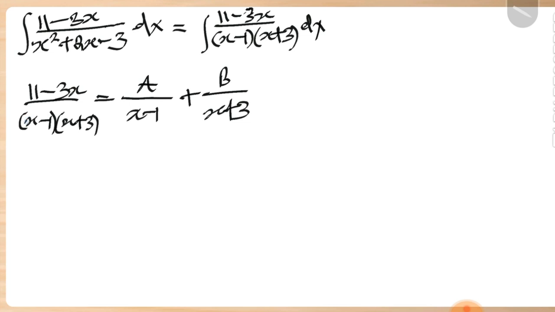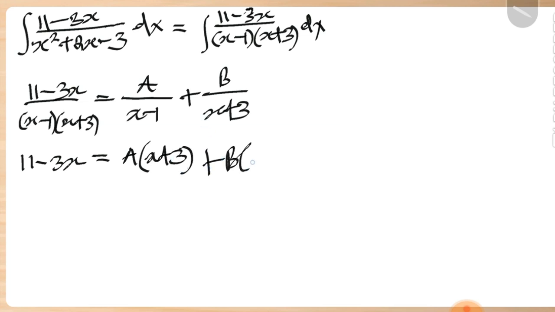So let's multiply both sides by (x minus 1)(x plus 3). If we multiply this side by this value, it cancels out. So we now have 11 minus 3x equal to A. Now if we multiply A over (x minus 1) with this denominator, this one cancels out with this one. Now x plus 3 is left, then plus B, we have x minus 1 left.